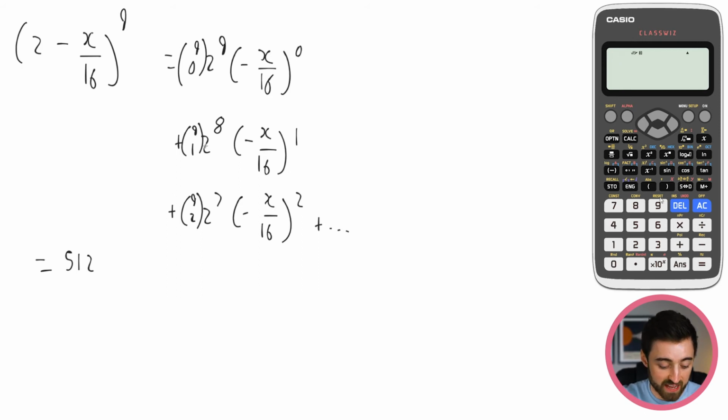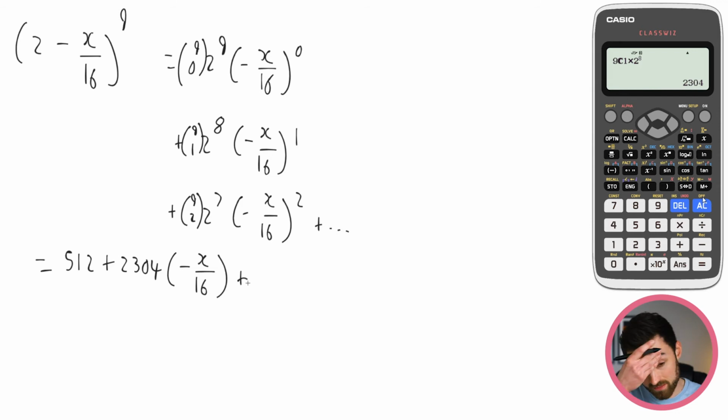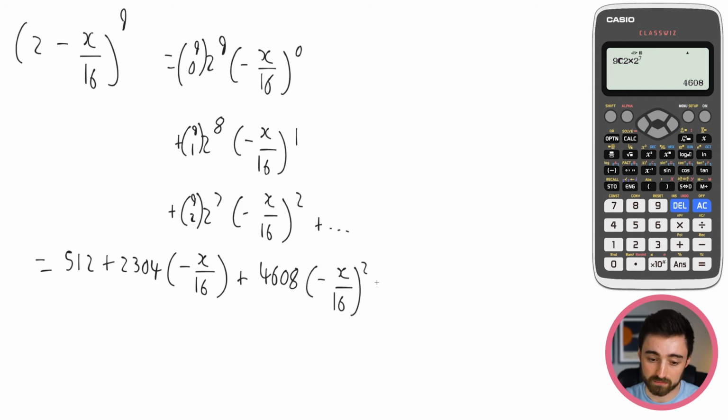Okay, let's work that out. So 9C1 is going to be 9. Times that by 2 to the 8, and I get 2,304. And then that's going to be times by minus x over 16. And then this term here, let's do this number, then think about that later. So 9C2 times 2 to the 7. So I'm going to do 9, then shift divide to get me that C, stick a 2 there. And then I'm going to multiply that by 2 to the power of 7 to get me 4,608. It's going to be times minus x over 16 squared.